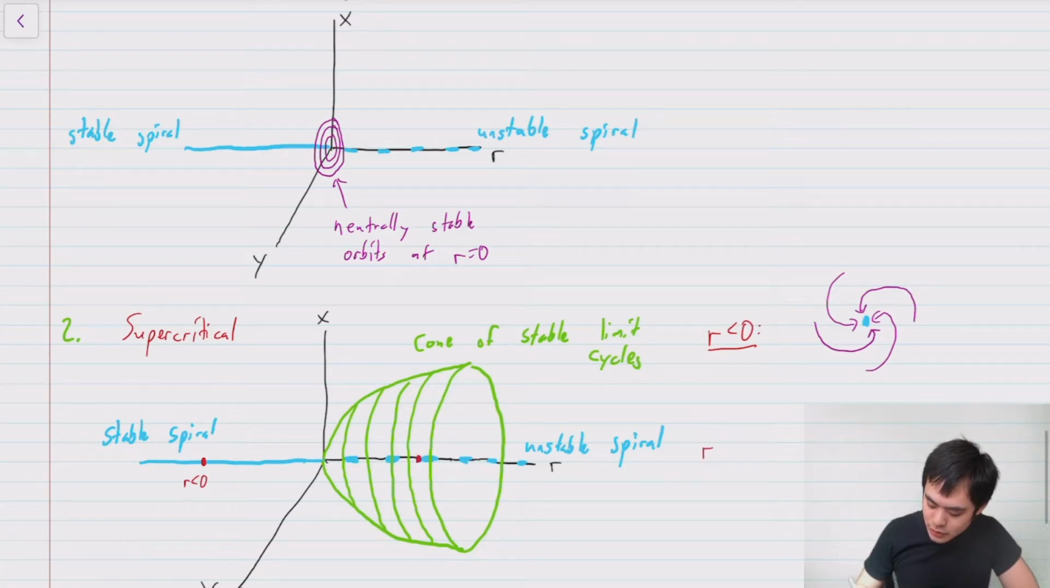So for r greater than 0, what it looks like instead is you have your equilibrium still, and it's an unstable spiral, but you have a circle around it, which is a stable limit cycle. So what does that mean? This means that trajectories that appear here will go outward and approach this limit cycle.